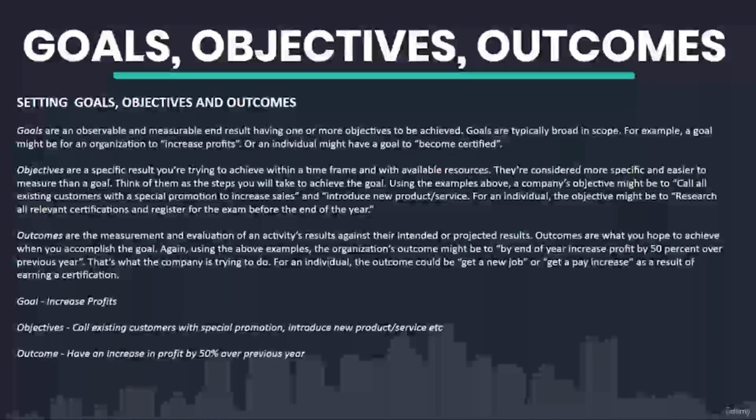And when it comes to outcomes, they are the measurement and evaluation of an activity's results against their intended or projected results. So outcomes are essentially what you hope to achieve once you accomplish that goal. So if we look at the above examples and we look at, okay, what is the goal? Is to increase revenue, right? Increase profits. And then the objective is to call our existing customers and let them know about an existing promotion. And then our actual outcome may be by the end of the year to increase profit by 50% over the previous year. So it's really the end goal, right? The outcome that you're looking to achieve.